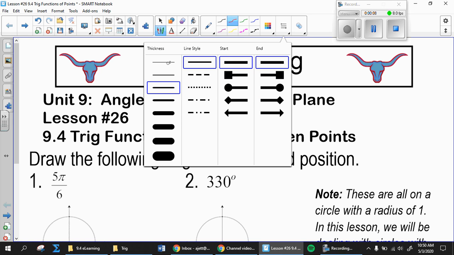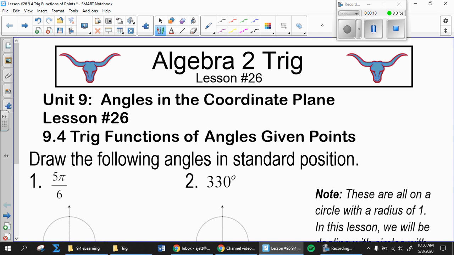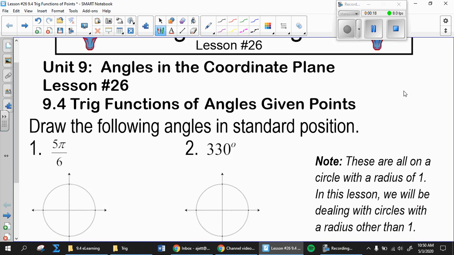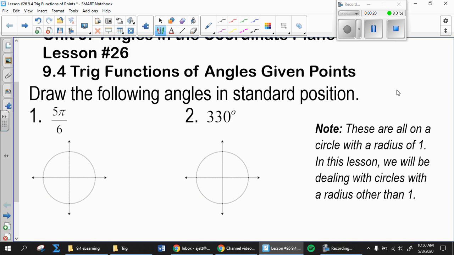We are going to continue looking at some trig today. We've been doing a lot of work with unit circles, so circles dealing with a radius of 1. Today we're going to do a little bit of work when the radius is not 1. We're starting to look at the angles in the circle, but now we're going to look at it when the radius is not 1.